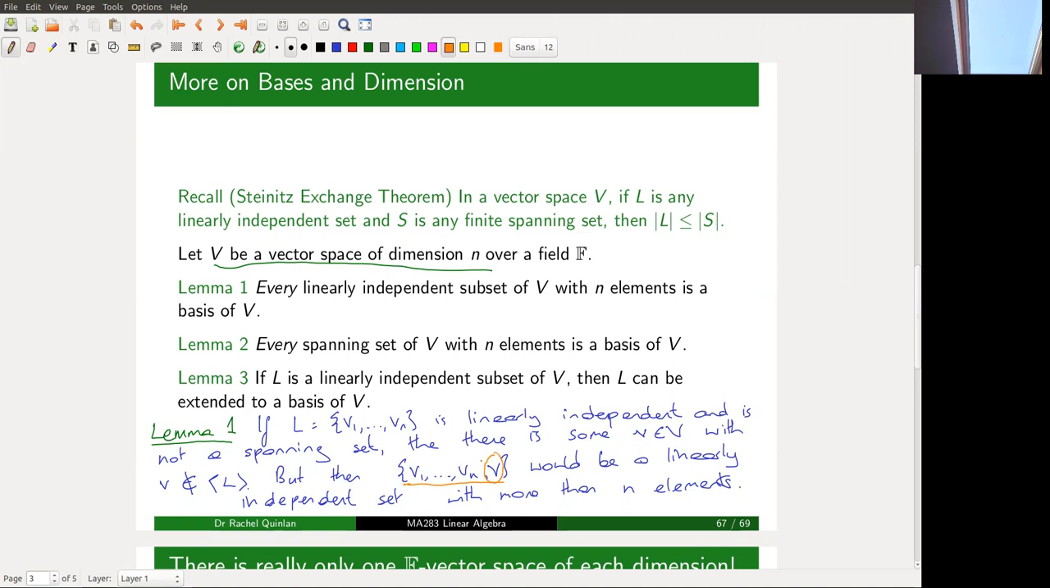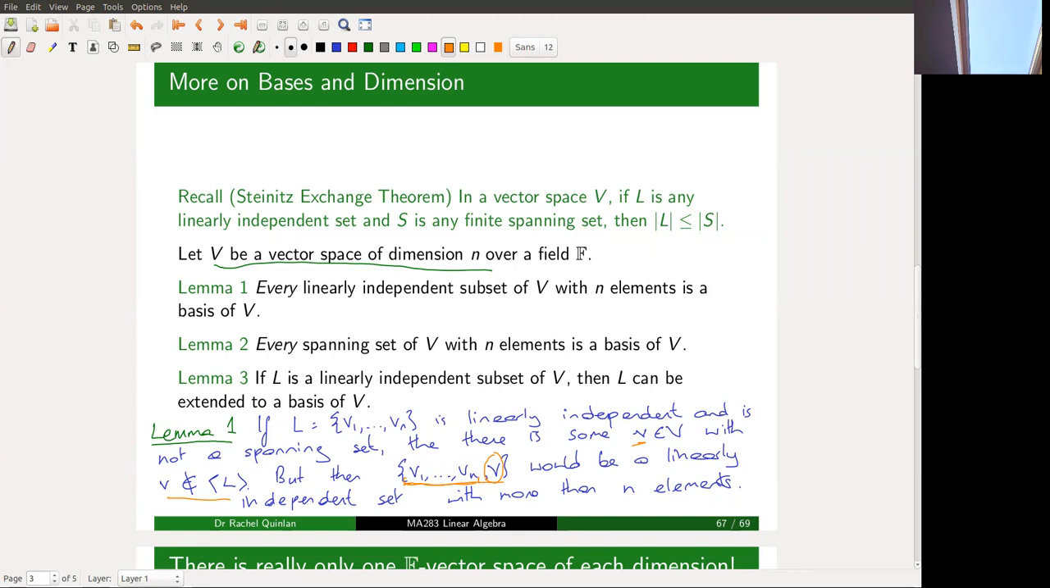couldn't involve V with a non-zero coefficient, because if it did, then it would be rearrangeable to express V as a linear combination of the other elements, V1 through Vn. But V was chosen to not be in the linear span of V1 through Vn. Also, we can't have an expression for 0 as a linear combination of just V1 through Vn with a 0 coefficient for V, because the starting position was that V1 through Vn is a linearly independent set.